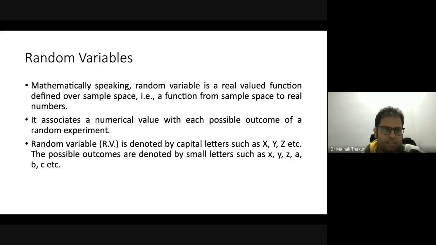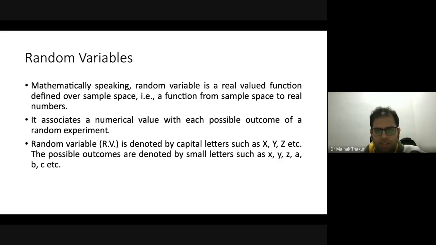It associates a numerical value with each possible outcome of a random experiment. Like I said, that head is an outcome of an experiment. You can associate 1 with head or 0 with head. Okay. Similarly, tail is an outcome. So you can associate 1 or 0 with tail. Okay. Random variable is denoted by capital letters. This is very important. Capital X, capital Y, capital Z, etc. The possible outcomes are denoted by small letters such as small x, small y, z, a, b, c, etc.